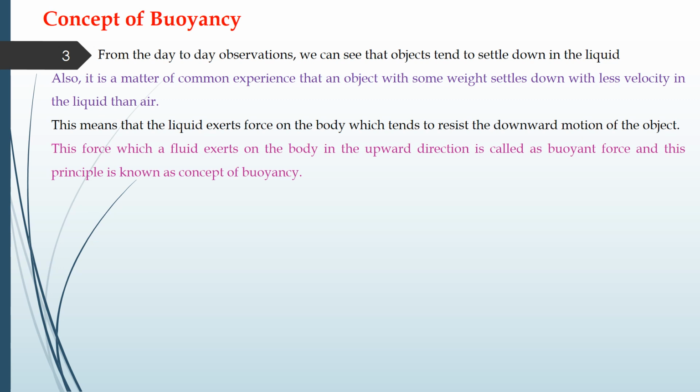So it means that the liquid exerts some force on the body which tends to resist the downward motion of the object. There is a force acting in the upward direction, which becomes the cause for the slower velocity of the object when it settles down in a liquid. This is in comparison to gases, where the force exerted is less than the force exerted by the liquid.